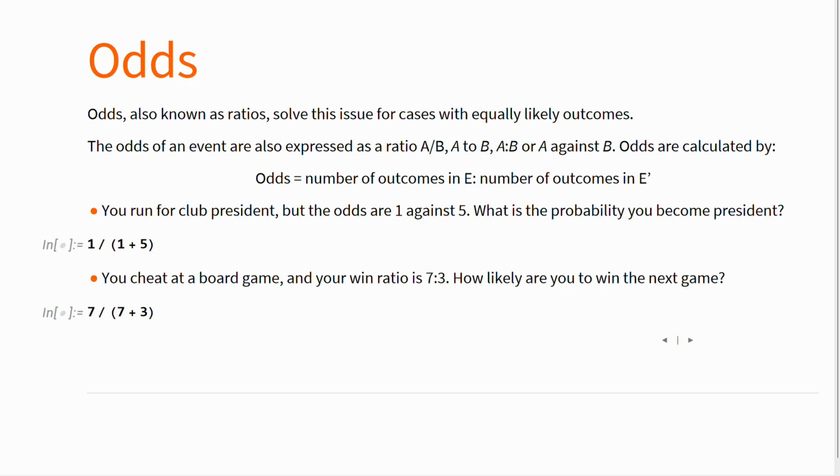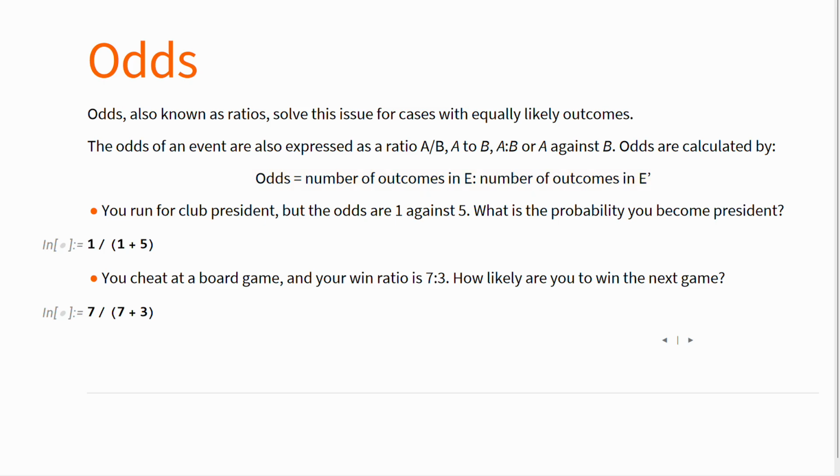Assuming equally likely outcomes, probability is not really how it's usually expressed. Usually we talk about odds. Odds can be written as a ratio: A on B, A to B, A colon B, or A against B. This can be very dependent on the context. My personal favorite is A against B, but you can choose your own. Odds are by definition the number of outcomes of the event against its complement.